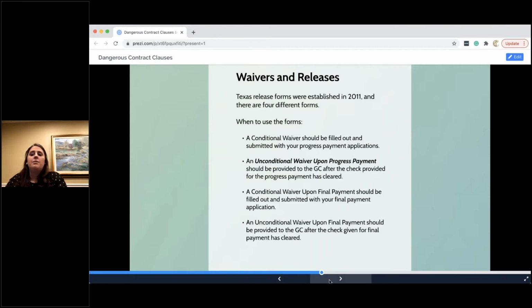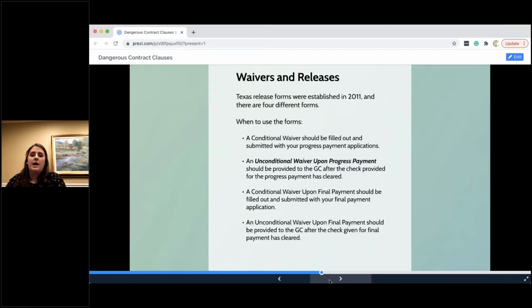So again, before this is signed, make sure it's the right amount, make sure you are truly done, that you don't think you're going back for additional punch lists or repairs or anything like that. The last one, conditional waiver on final payment, very similar to that second one we talked about, should never be anything that is signed and provided to a GC until you have that money cleared. Again, once you sign it, now you are done claiming any money for this project.